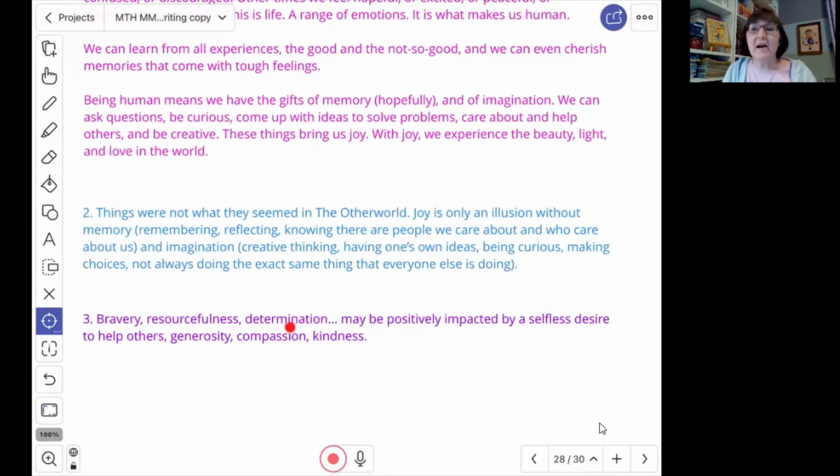Determination is just not giving up. It's persevering, saying, I can do this. I believe in myself. I can do this. This can be positively impacted. That means influenced in a good way.